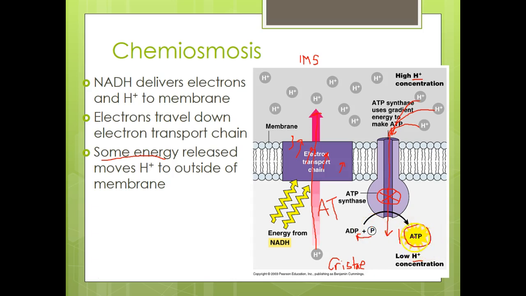That's called phosphorylation. And once the ADP and inorganic phosphate join, it produces an ATP. Remember, ATP is adenosine triphosphate. Adenosine diphosphate is ADP. So ADP has 2 phosphates. ATP has 3 phosphates. How do you get 3 phosphates from 2 and 1? You smash them together. Okay. So that's chemiosmosis.